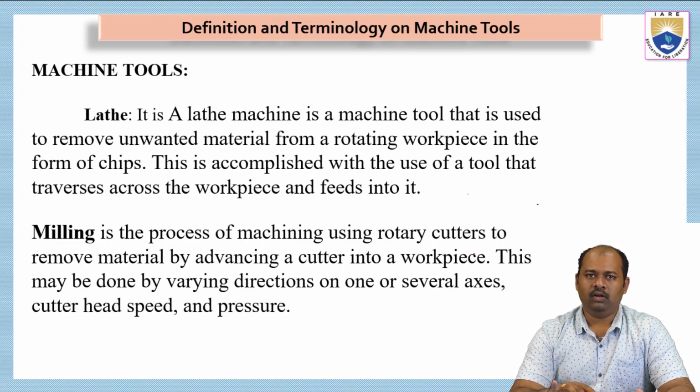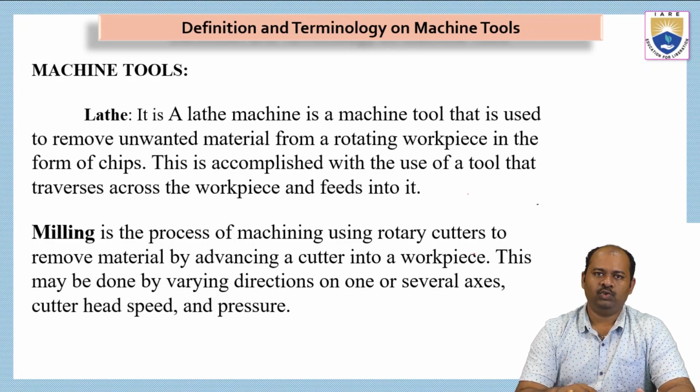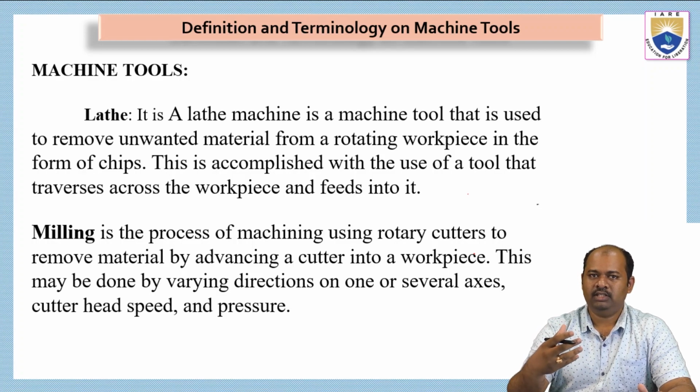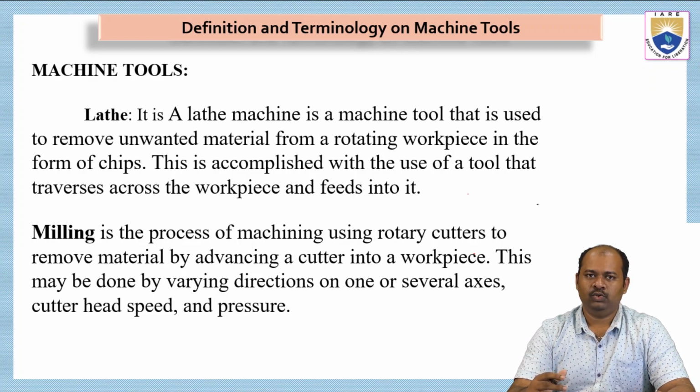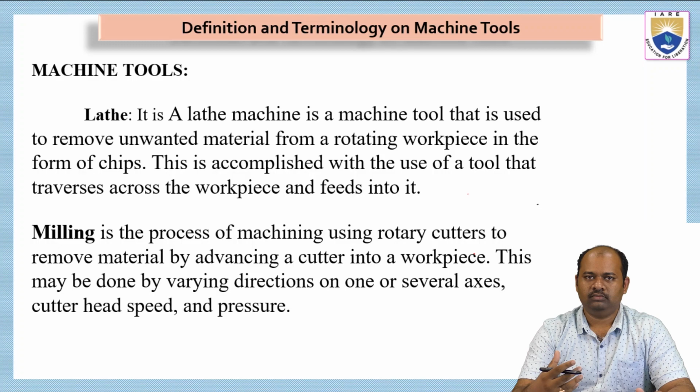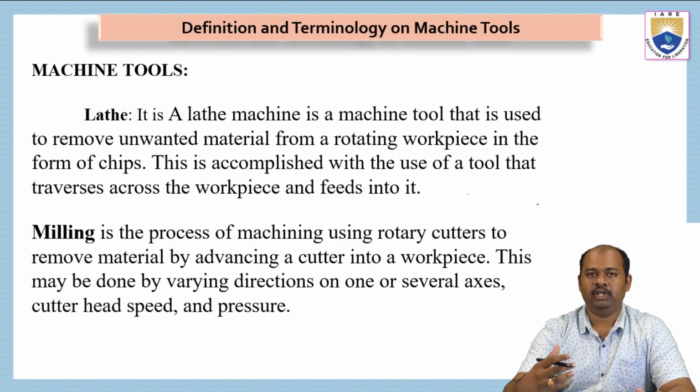Apart from that, all the processes or the machining operations that can be done on lathe machine are also possible on milling machine. The only difference is lathe machine has a single point cutting tool, whereas the milling machine will have a multi-point cutting tool. And the definition of the milling machine is the process of machining using a rotary cutter to remove the material by advancing the cutter into the workpiece. So in lathe machine, the workpiece will be in rotation, whereas in milling machine, the tool will be in rotation.